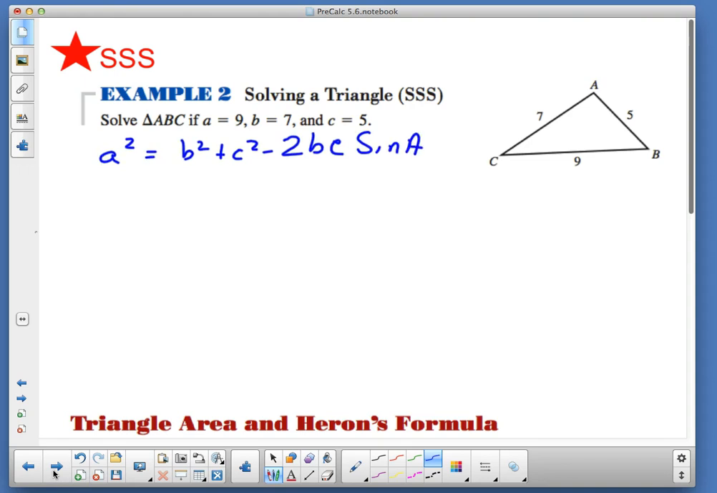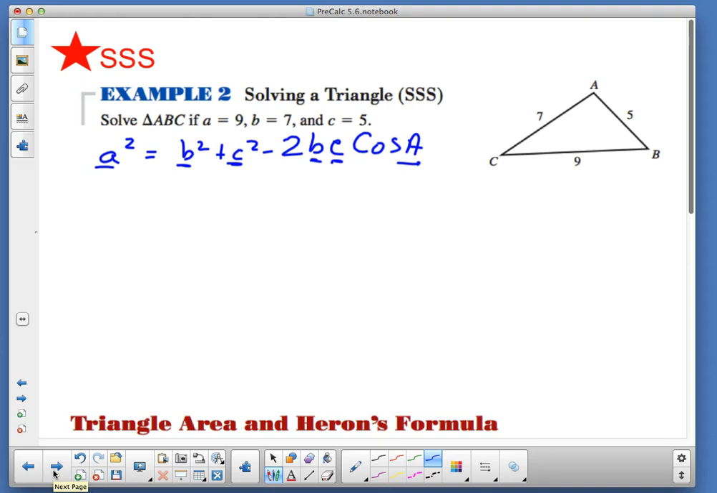cosine of A. Now remember, it's got the same pattern. I have a squared. It's the other 2 values squared, the other 2 times 2 subtracting off, and then the angle A is not sine but cosine. Somebody's got to keep in mind what he's doing. So I've got cosine as I step through. Are you doing okay with the setup of the formula so far?